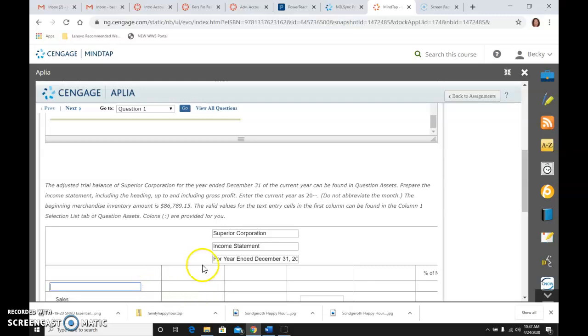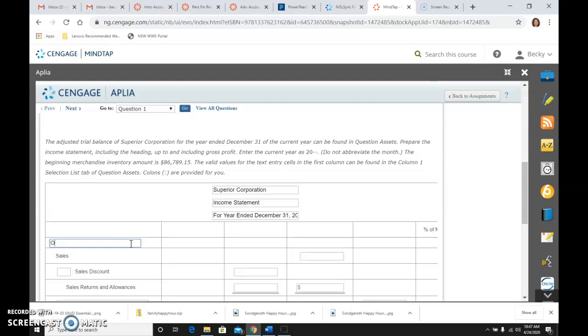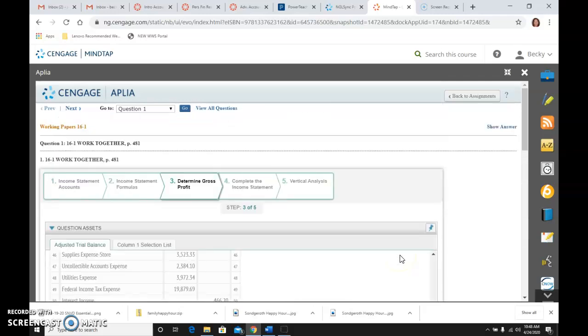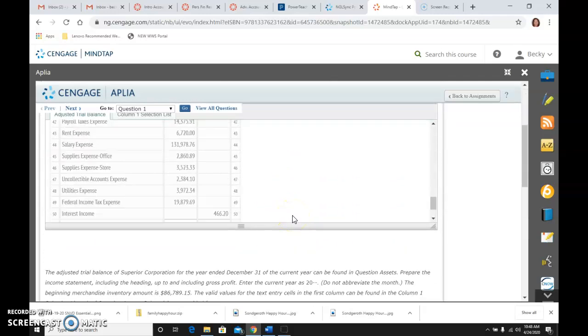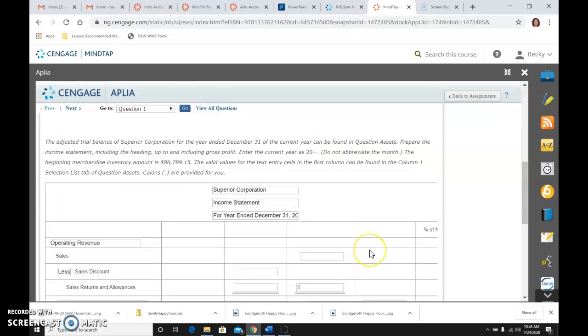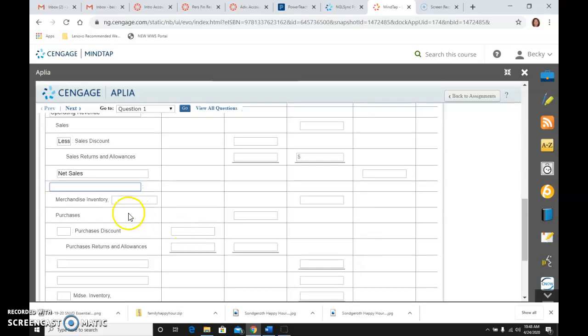And we are going to start with operating revenue. Apparently it doesn't want a colon. And we are going to say sales less sales discounts and sales returns equals net sales. And again, I'm going to get all these amounts from up here in our trial balance. So sales is 505,897, sales discounts, sales returns. I'm going to lay out the format of this first, and then I'll go put the numbers in so you can see that.